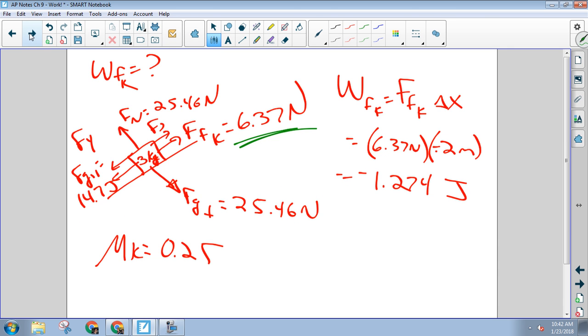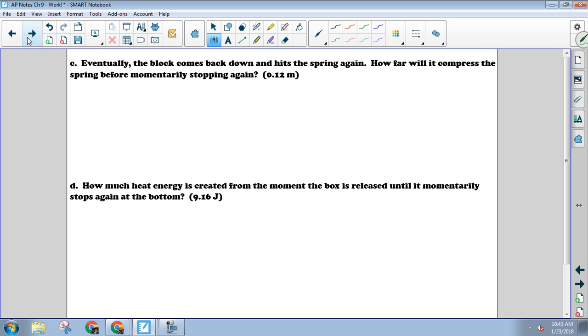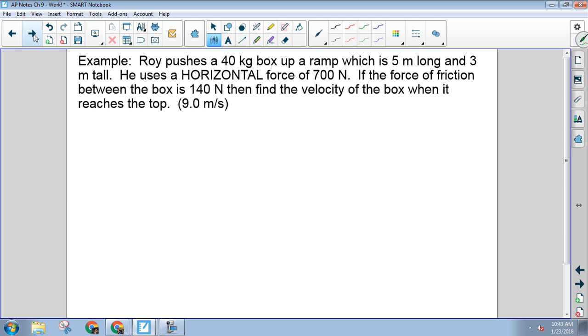All right, I think C and D is kind of more of the same. I don't know if there's a ton of value in doing it. Oh, question D asks about heat energy. When I ask you for how much heat energy is created, what am I really asking you? How much work did friction do, right? Okay. So C and D, I don't know that there's anything that we need to, it's kind of more of the same.